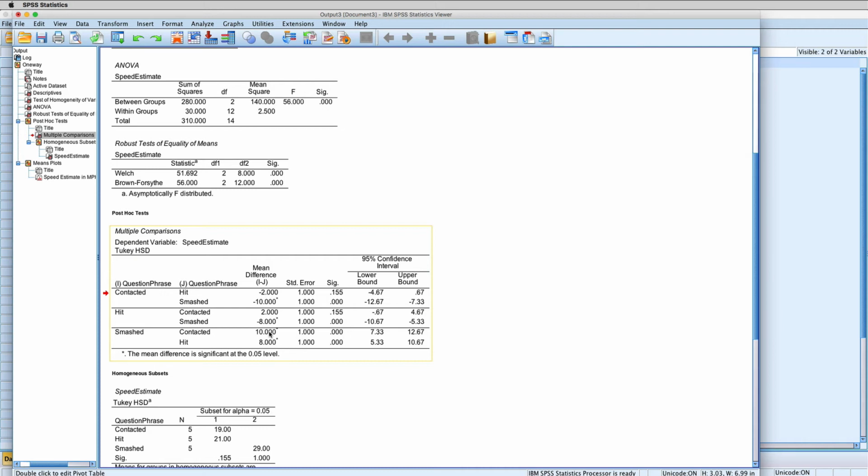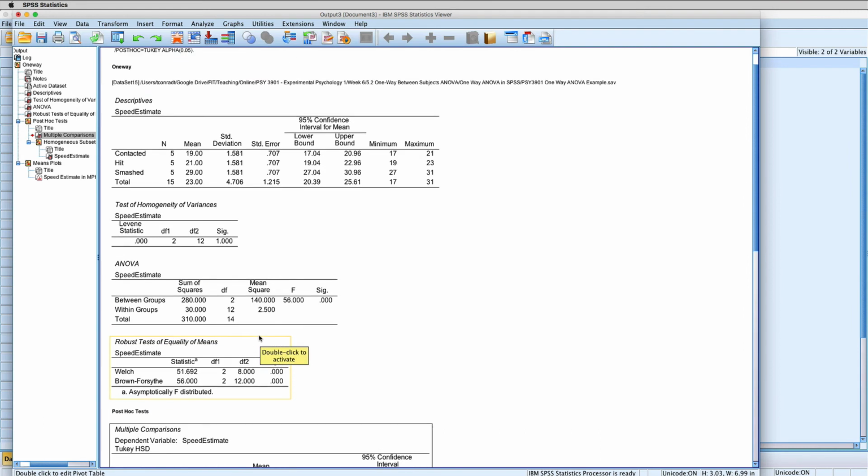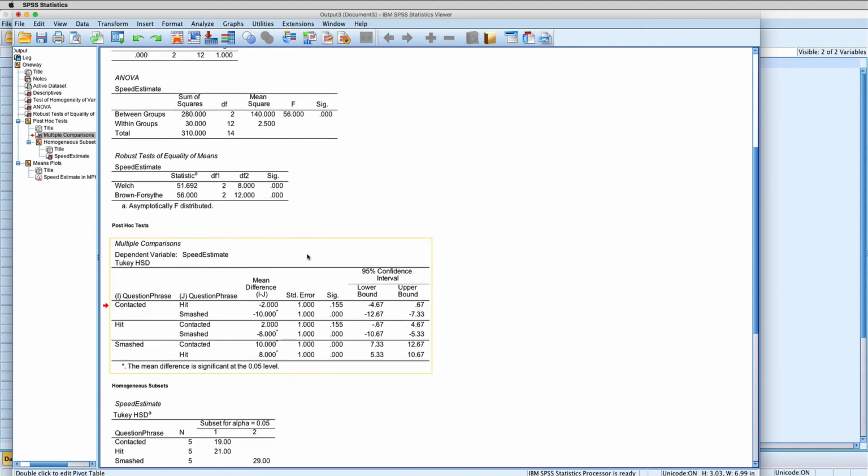If we're looking at the mean difference here and seeing that it's positive, that means the estimate given for smashed was greater than contacted and was also greater than hit. And we can also go back up and look at the means to see this as well. So the mean estimate given for speed for when smashed was used in the question was 29, whereas it was 21 miles per hour for hit and 19 for contacted.